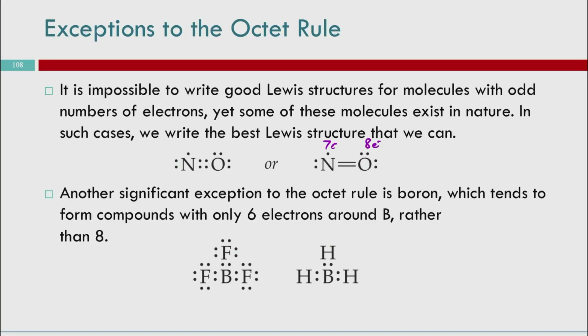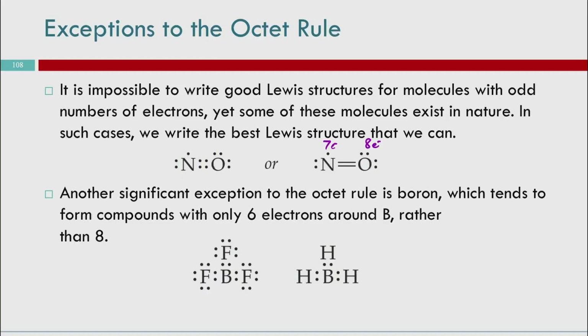The oxygen, on the other hand, because it's got 2 lone pairs, doesn't have a lone electron, has 8 electrons. It exists in nature. We cannot write a satisfactory Lewis structure for it, but it's real and it exists.